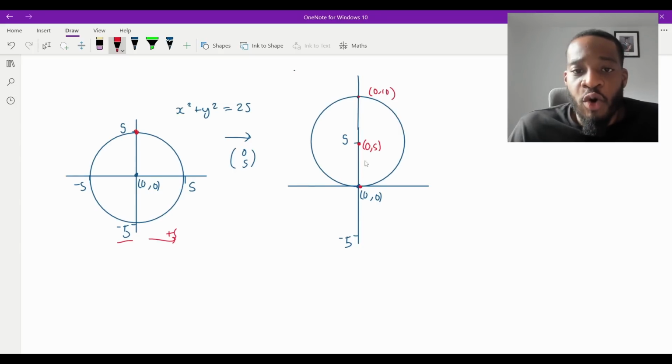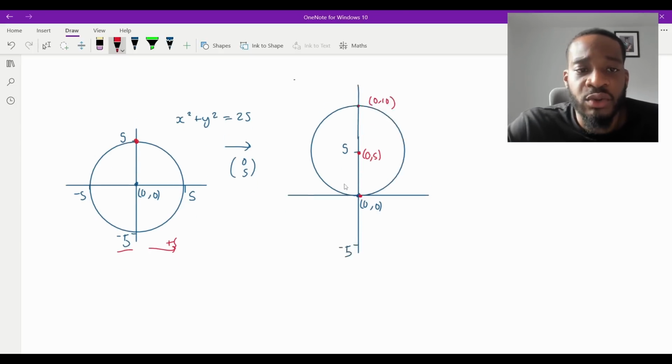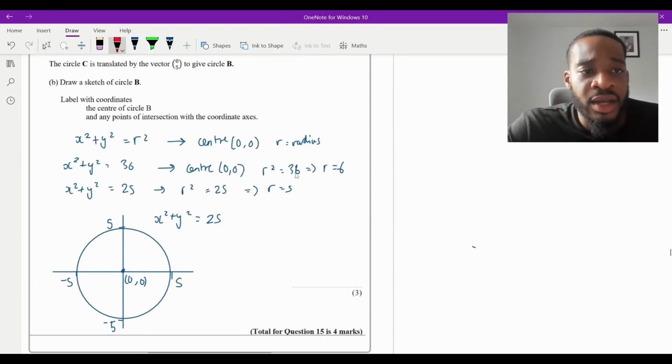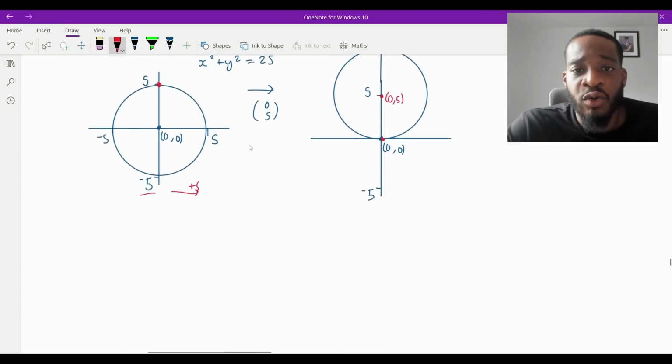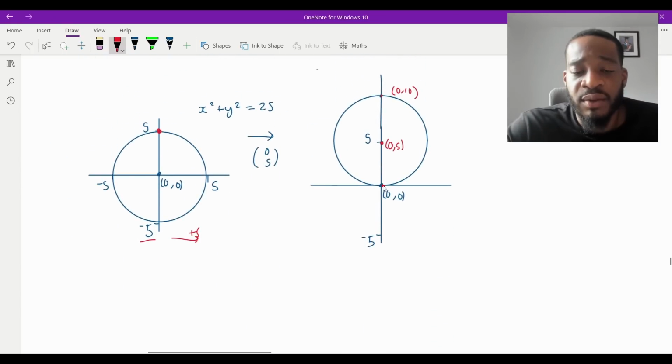So we've got all of the points now that we need because the question did say, label with coordinates the center of circle B and any points of intersection with the coordinate axes. Now, the only intersections now are going to be with the origin here, right? And the y-axis here. There's going to be no intersection points with the x-axis, so we don't need to label anything there. So yeah, that would literally be it, and that would be your answer to this question.